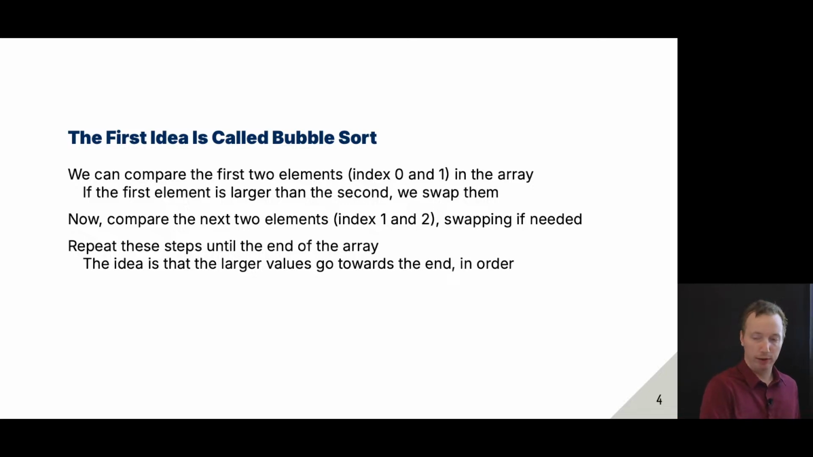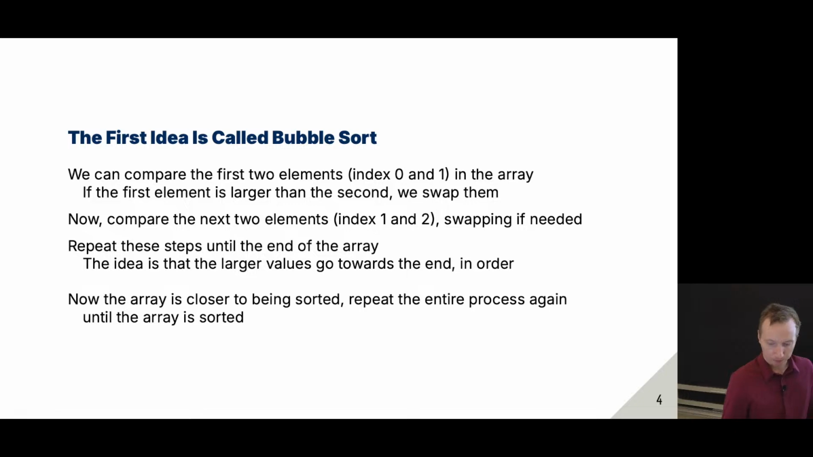I would just repeat these steps until the end of the array, and then the larger values go towards the end in order. This is also given other names. It's sometimes called a sinking sort because numbers very slowly go to their right direction. So after I scan the whole array once, things are a bit closer to being sorted, so now I just repeat the entire process again until the array is sorted, and the array is sorted whenever I scan the entire thing and I haven't made any swaps.